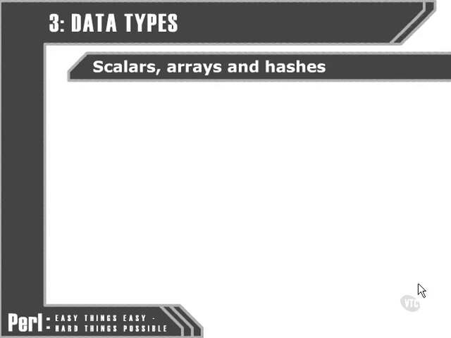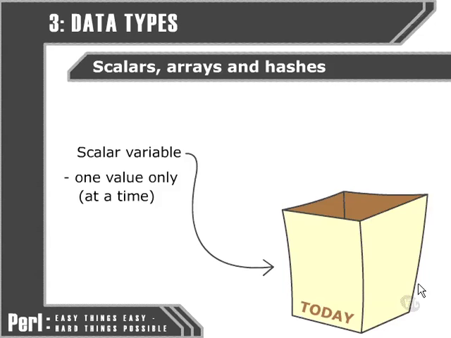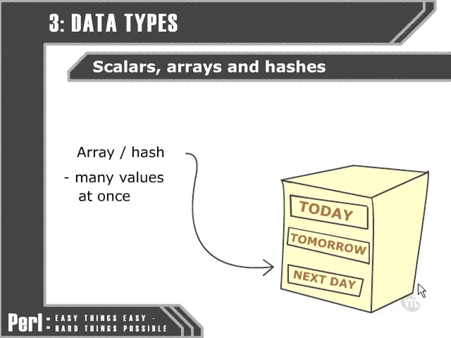First of all, let's take a look at what these different data types are. So far, we've only seen simple variables, or scalars. Now, a scalar variable can only contain one value. The today variable can only be one day at a time. However, with an array, we can have many values at once. For instance, we can have a more generic array or a hash that can contain values for today, tomorrow, and the next day. So we might have Wednesday and today, and Thursday and tomorrow, and so on.